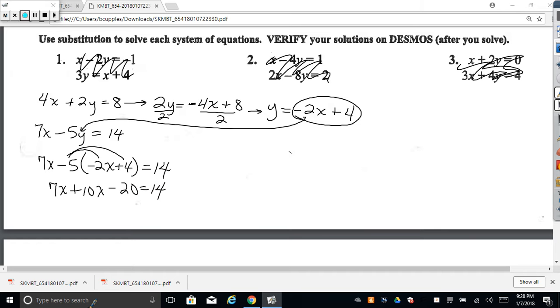Okay? Now it becomes a real simple equation to solve for x. So if I do that, I get 17x equals 10 plus 7. I'm going to add 20 to both sides to get 34.